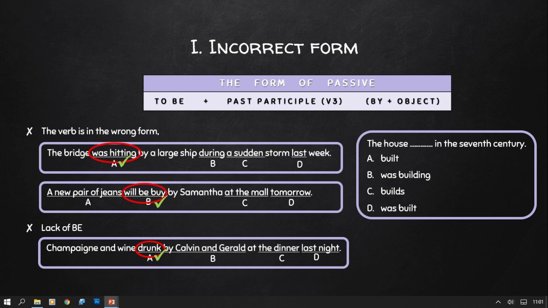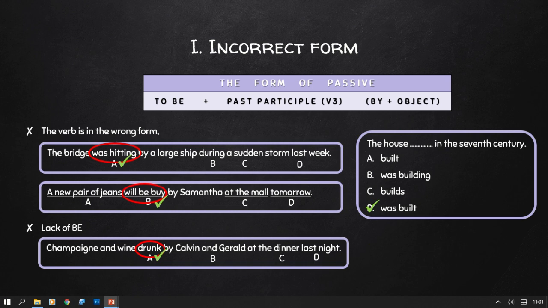And this one is an example in the multiple choice question. The house blah blah blah blah in the 7th century. So how to deal with this kind of question? Okay, take a look at this one. The answer is was built. In this one, in the choices, there are several options. Build, the verb to, was building, to be plus verb ing, and builds, verb 1, and also the last one, to be plus verb 3.